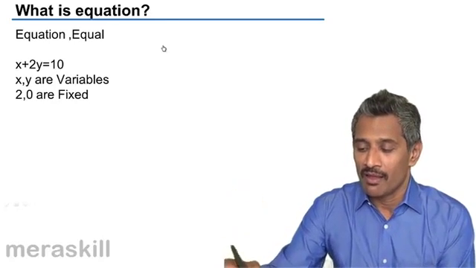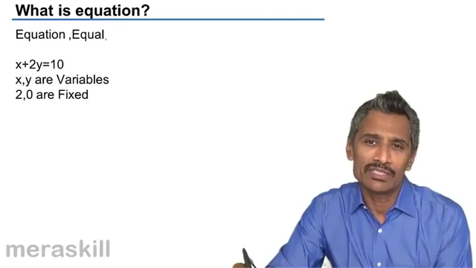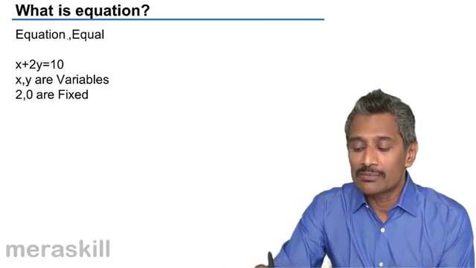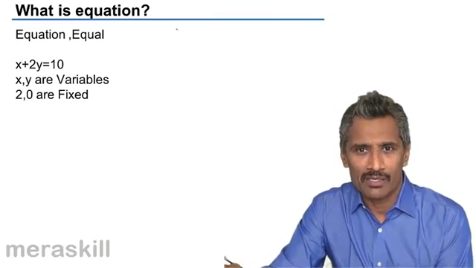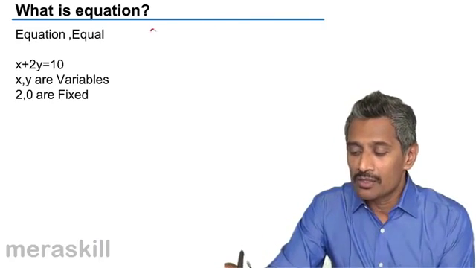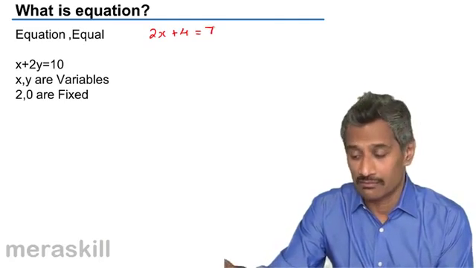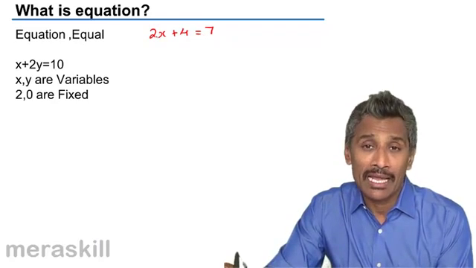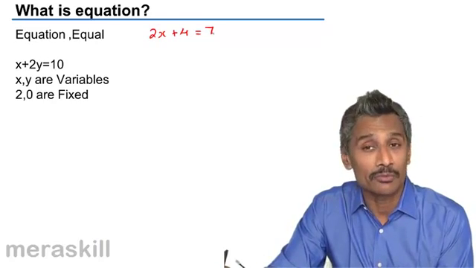So here we have the concept of equation and equal, which I just gave a bird's eye view to start with. The concept of what you mean by equation. Something is equal to something. Say for example, 2x plus 4 is equal to 7. You can translate it in the form that 4 more than twice the amount that I have is rupees 7.